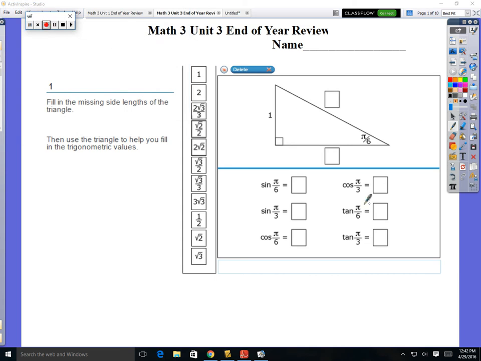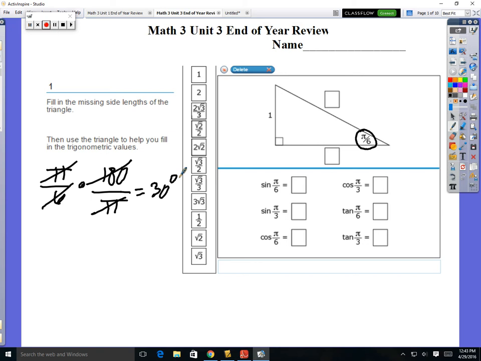Alright, the trig. You've got a 90-degree triangle. They give you radians, so you have to change to degrees. If you've got pi over 6, times it by 180 over pi, and that'll change it to degrees. Pi divided by pi is 1, and 180 divided by 6 is 30. So pi over 6 is the same as 30.